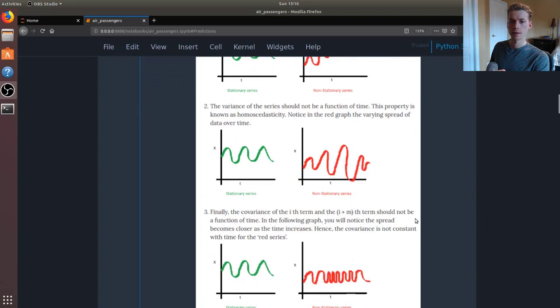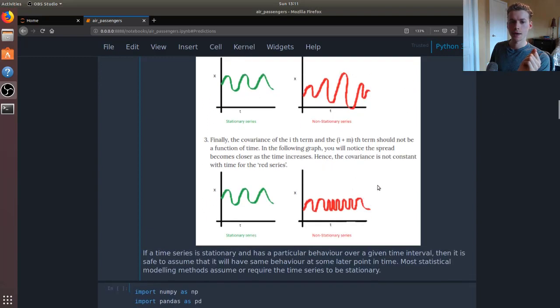Another thing is the variance will remain the same throughout time, and variance refers to how spread out things are. You can see right here that in a stationary series, the width of the curves isn't changing, whereas here it is. And then finally, the covariance shouldn't be a function of time. You can see right here that the spread becomes closer as time increases, whereas here it remains the same.